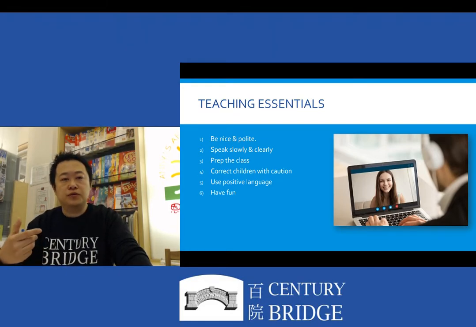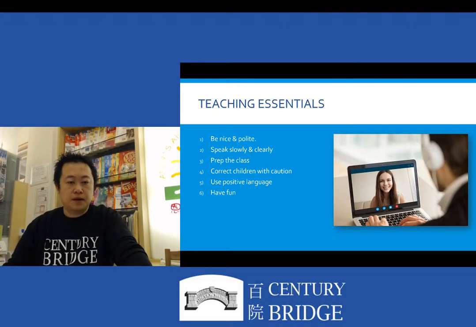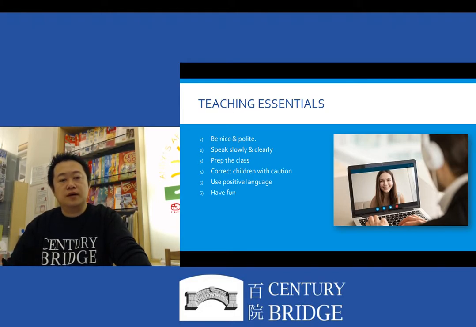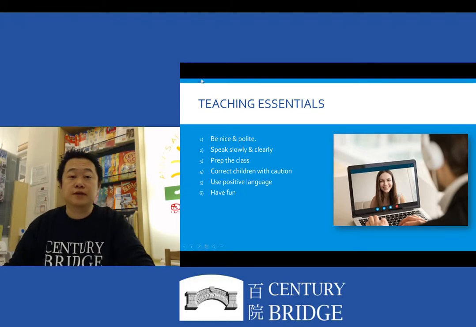So make sure you correct them with caution, and when you feel like you are having this safe zone, that he is very comfortable talking to you, then you start correcting more and more. Okay, so make sure you know this. Next is to use positive language. If you keep saying don't do this, don't say that, that is wrong, eventually they will feel like, what should I say? So instead of saying don't, try saying more like, say something. Okay, what do you need to say? And then the most important thing is to have fun.